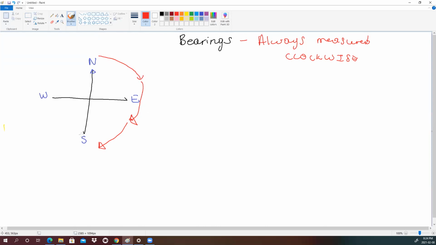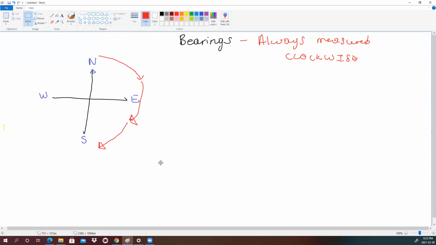all right? You can't be measuring it the opposite. It can't go this direction. That's wrong, yes? So that's another important thing for you to understand. The bearing angle is always measured in the clockwise direction. Clear so far? All right, good.